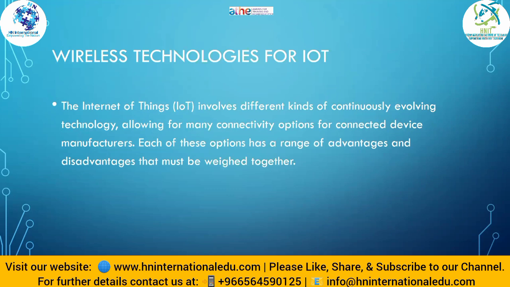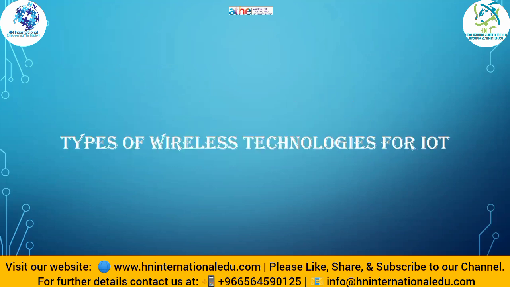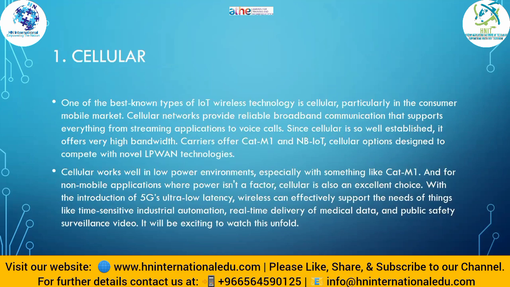The first thing to consider is wireless technologies for IoT. We have different wireless technologies that we can use for IoT connectivity. The Internet of Things involves continuously evolving technology, allowing for many connectivity options for connecting devices. Each of these options has a range of advantages and disadvantages that must be weighed together. So let's see the wireless technologies for IoT that we can use, as different technologies have different features.